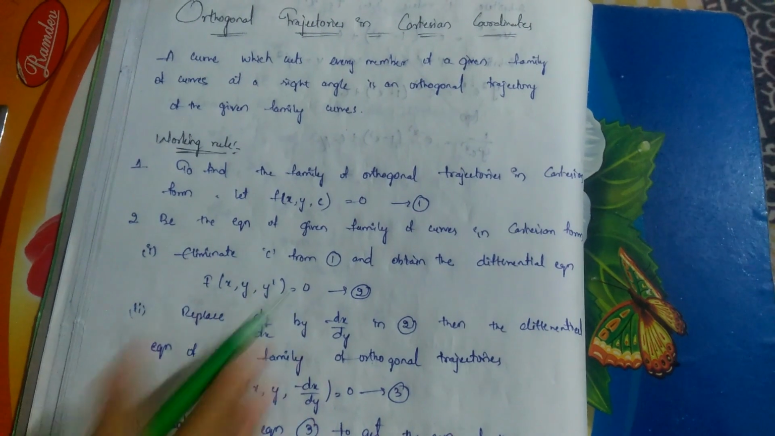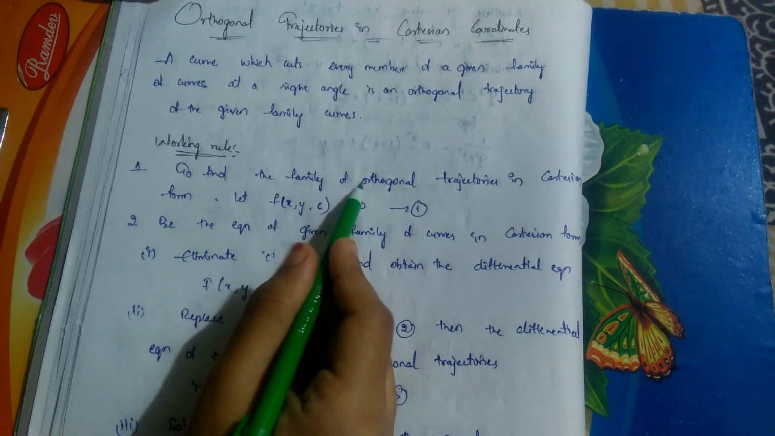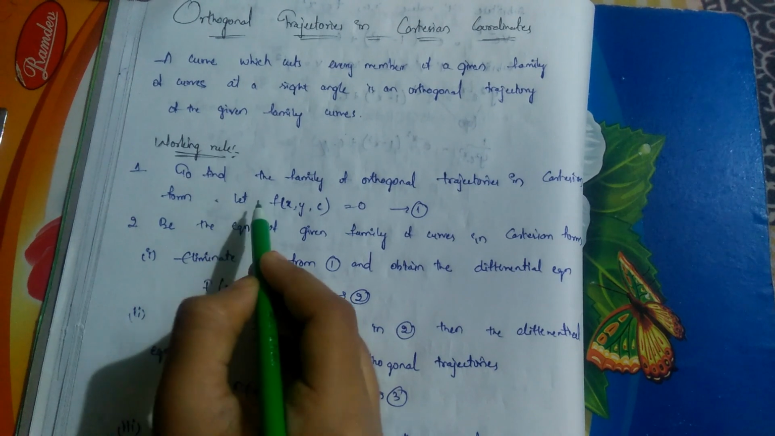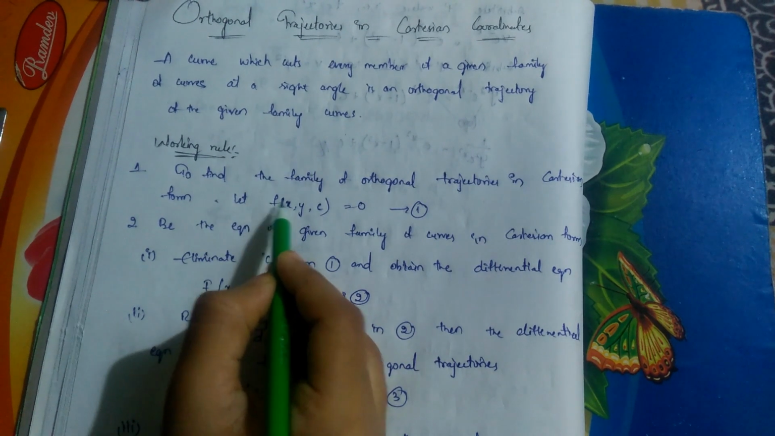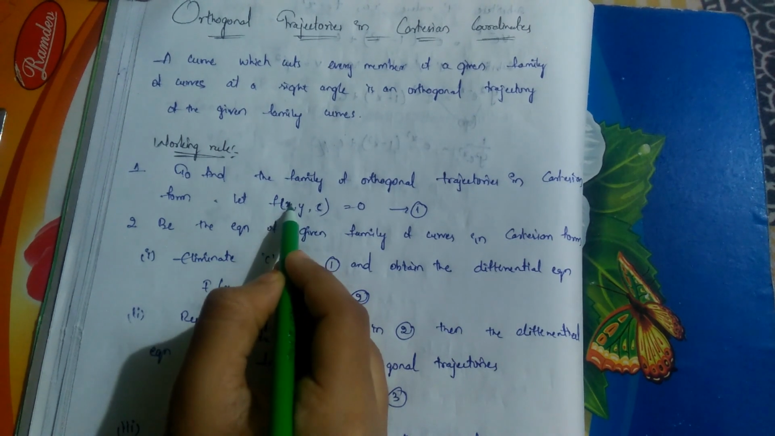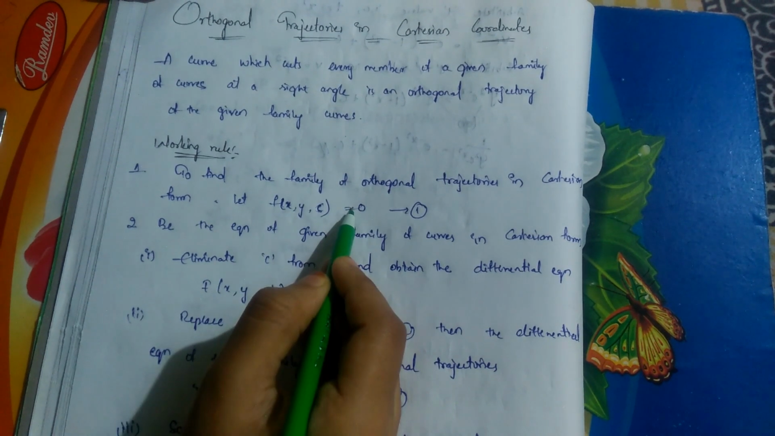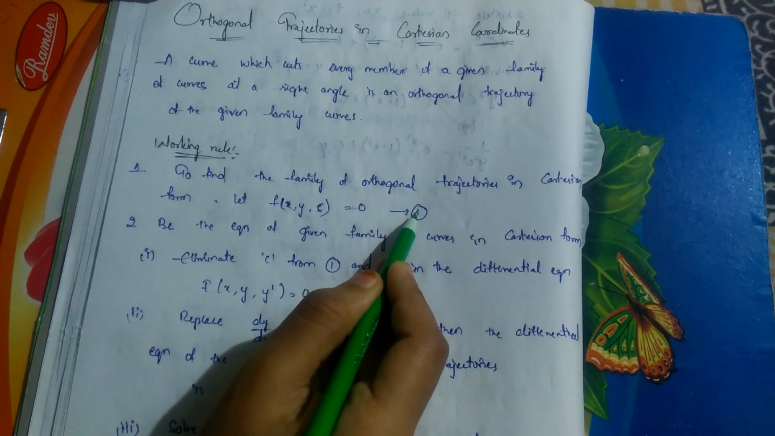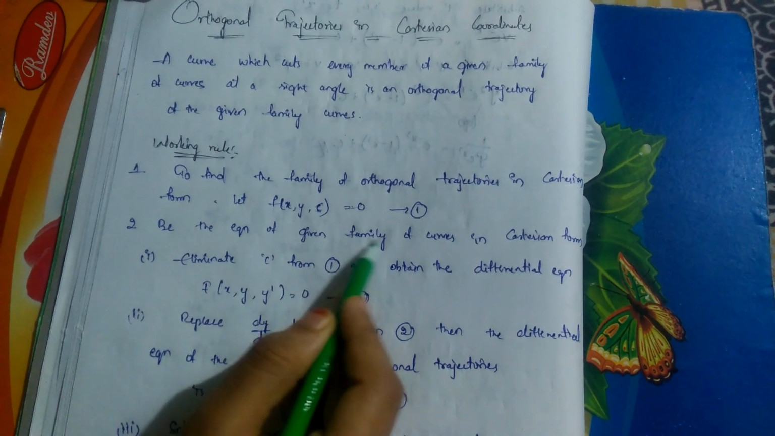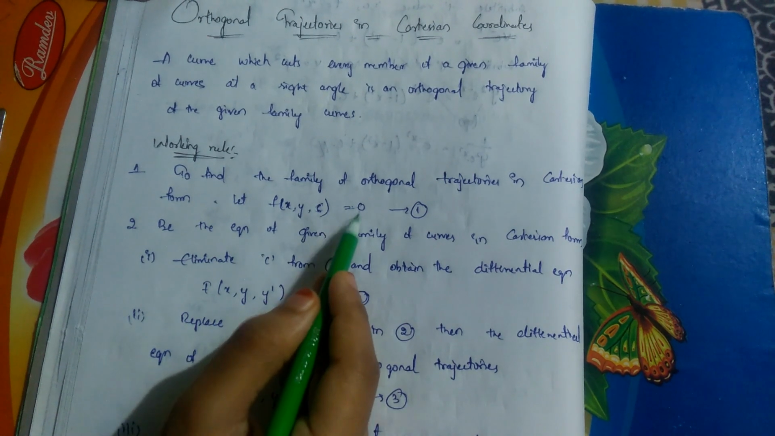To find the family of orthogonal trajectories in Cartesian form, we have to assume that it is a function of x, y and a constant variable. It means the function consists of x, y variables and constant c, and this is equal to 0. We have to assume that equation as 1, and it will be given in the question. Let this equation 1 be the equation of the given family of curves in Cartesian form.